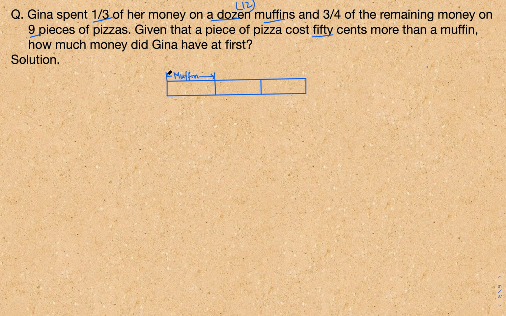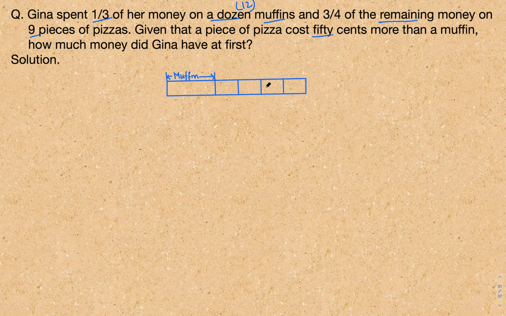Now she spent 3/4 of the remaining money on 9 pieces of pizza. So what is her remaining money here? These 2 units are her remaining money, right? But they are only 2 units, and it said that she has used 3/4 of the remaining money. That means the remaining money should be 4 units. So how can we convert the 2 units into 4 units? Just divide each unit again into 2 parts, right? So let's divide each of the units into 2 parts again.